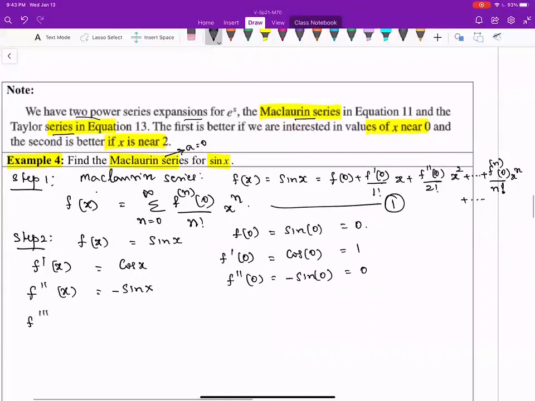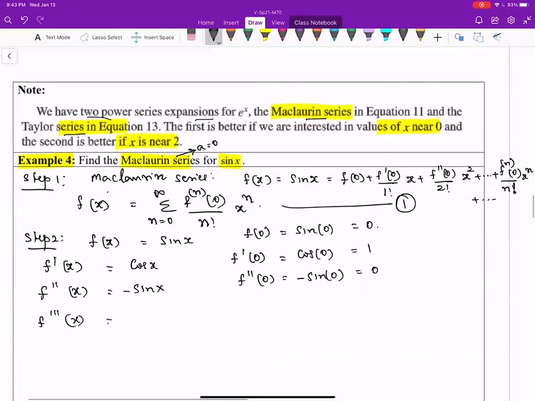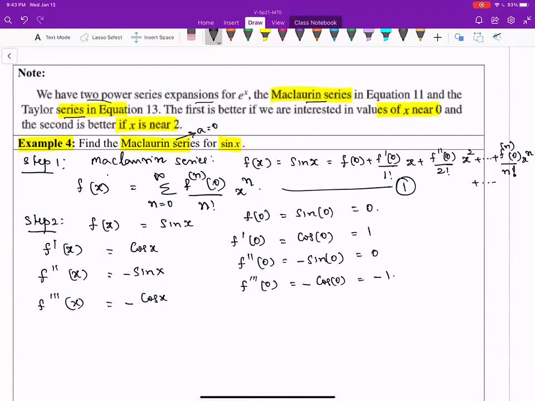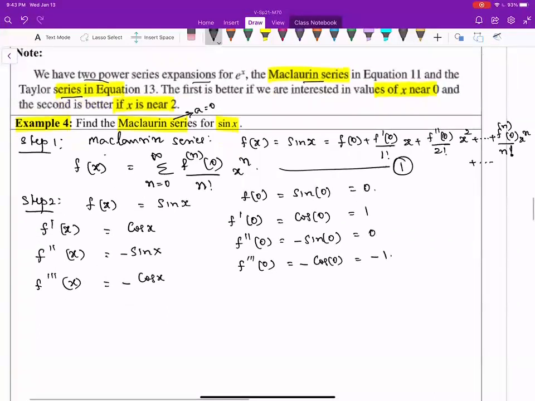The third derivative is negative cosine x, and the third derivative at 0 is going to be negative cosine 0, which is equal to negative 1. Because some of the values are 0 and some are plus or negative 1, we will derive a pattern by looking at a few more derivatives. The fourth derivative at x is negative of negative sine x, so it will be sine x.